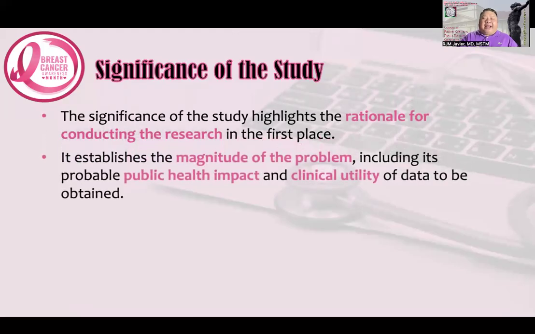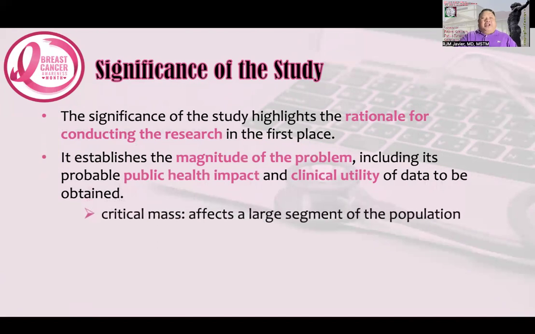It establishes the magnitude of the problem, including its probable public health impact and whatever clinical utility your future data may have once you obtain the information. We also look into the critical mass, meaning to say, does the research problem that you are studying affect a large segment of the population? Or is there a current gap in the level of knowledge about a certain medical condition and new information that you may be deriving from your proposal might fill in that gap?